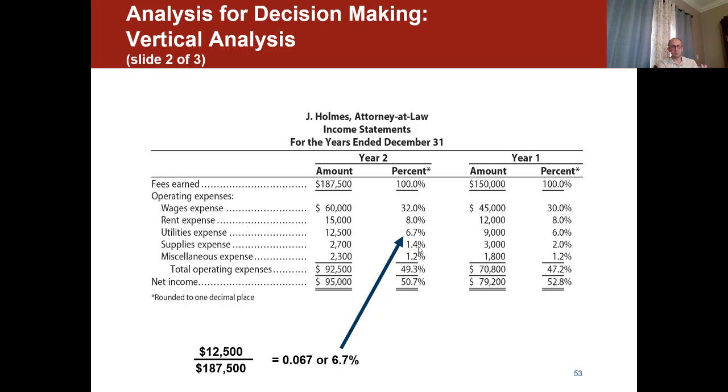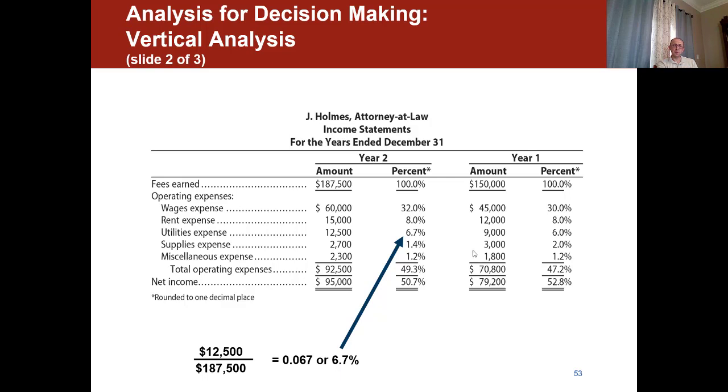You can tell this is very useful for businesses because I can compare previous year percentages to the current year percentages. So you can look at year 1, it's 45,000 for wages expense, and for wages expense in year 2, it's 60,000. You can see there is a 15,000 increase, but it's only a 2% increase relative to the fees earned. Something else would be, it was 12,000 for rent expense, now it's 15,000. But percentage-wise, it's still the same.